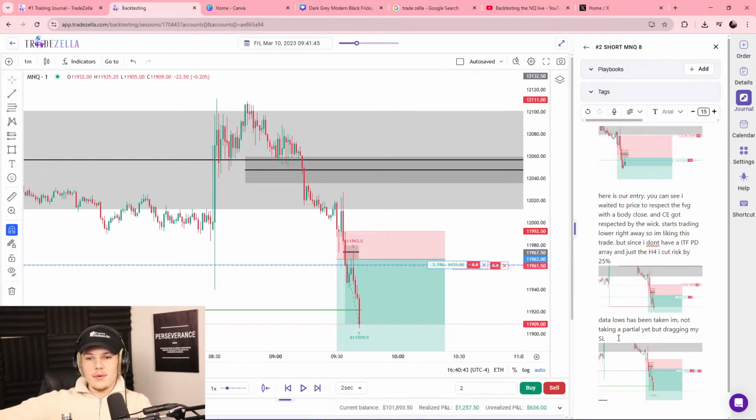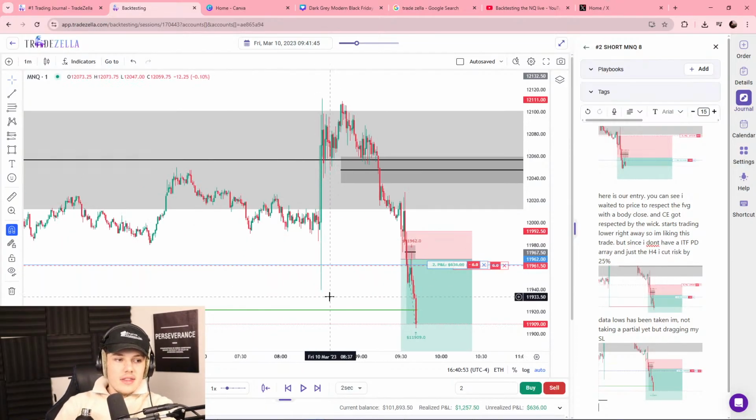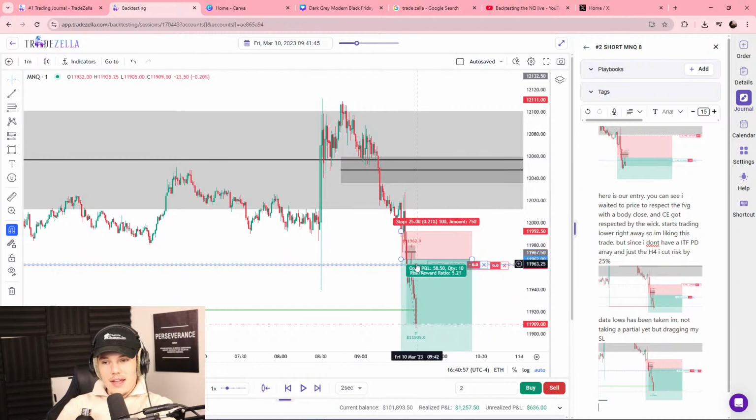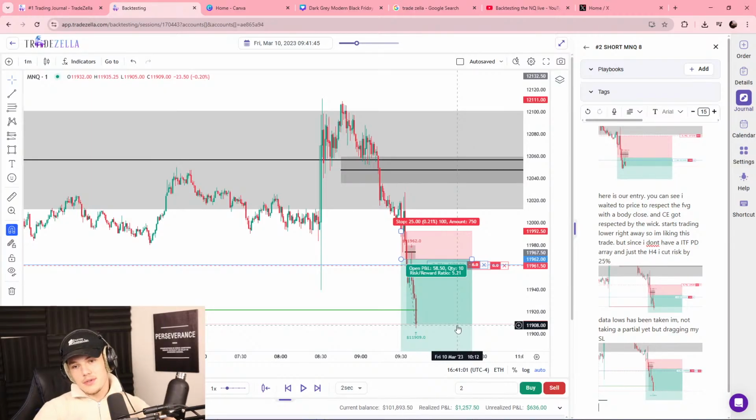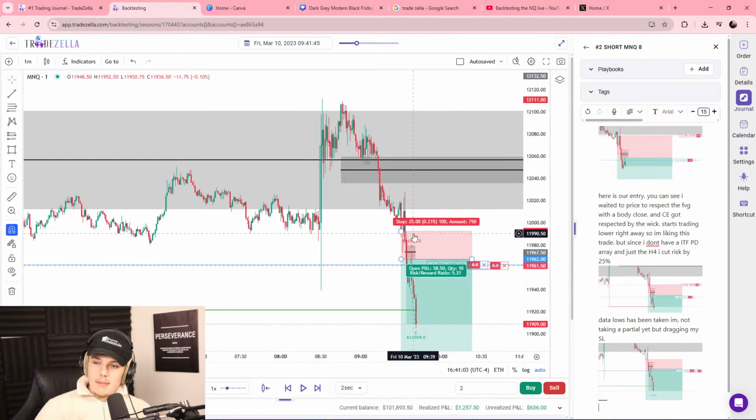You don't always need to hold your stop loss in the negatives for the whole trade. When do I usually start taking partials? When sell-side delivery has been taken. For example, data lows is a point where price can reverse. But if I'm not in a big enough profit, there's no point of taking partials. So I'm not taking partials. But what I will do is I'll drag my stop loss.